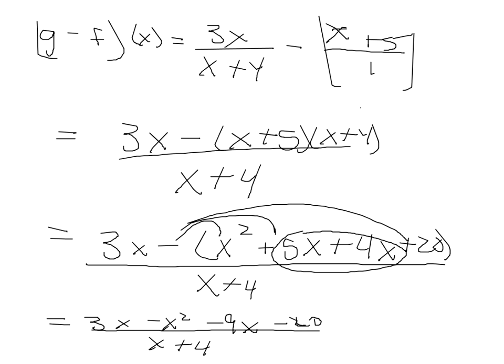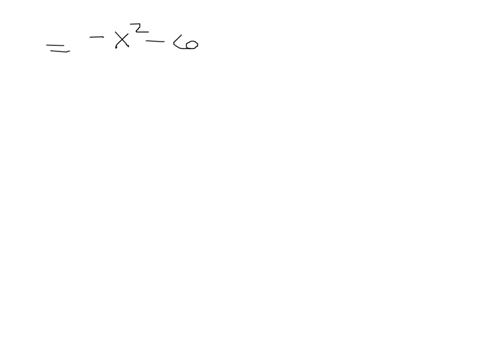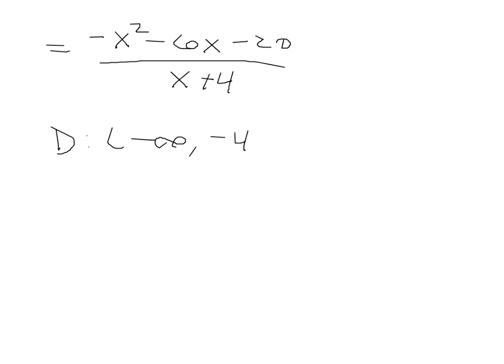And so I get minus x squared, minus 9 plus 3 is minus 6. So minus 6x minus 20 all over x plus 4. And my domain is exactly the same as it was for the last one, minus infinity to minus 4, to positive infinity.